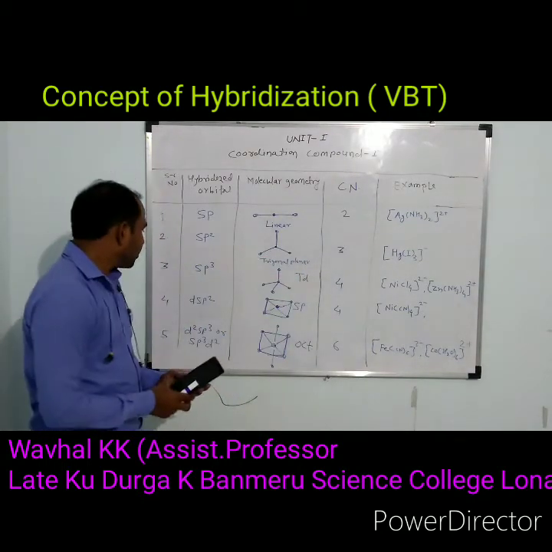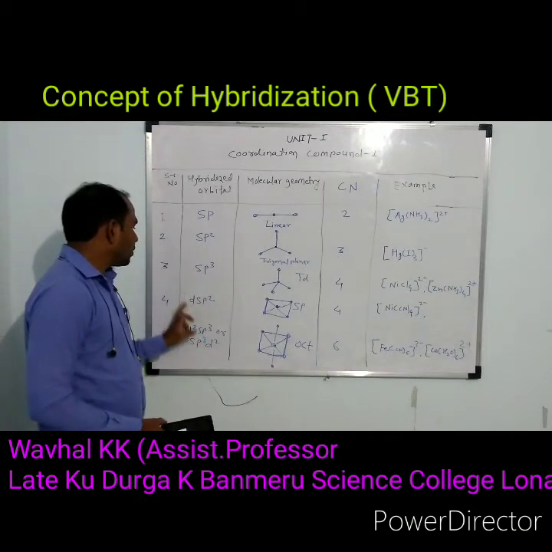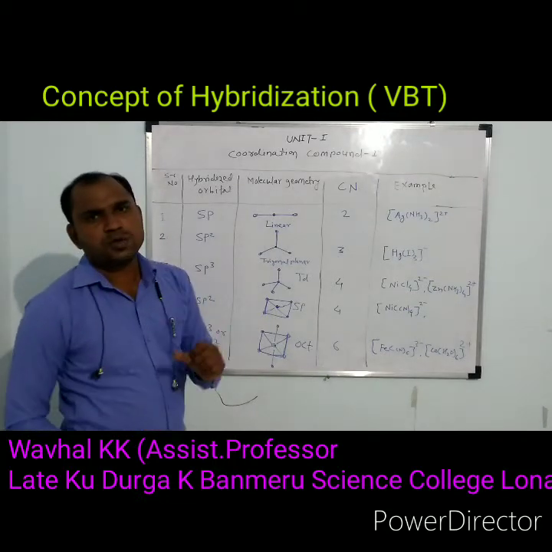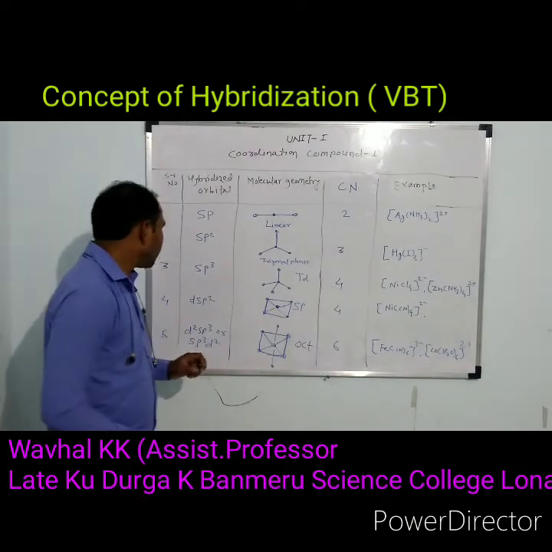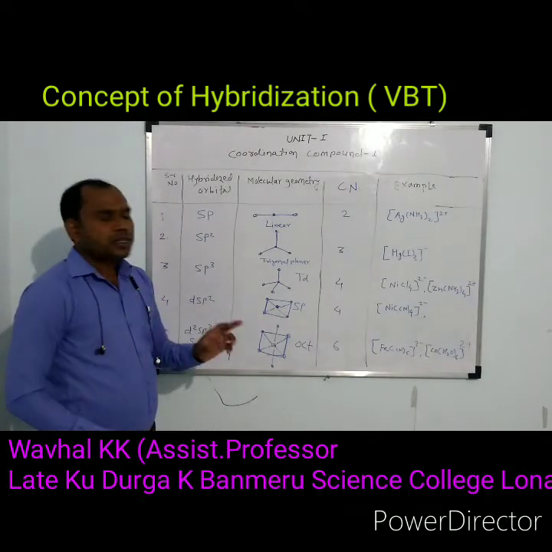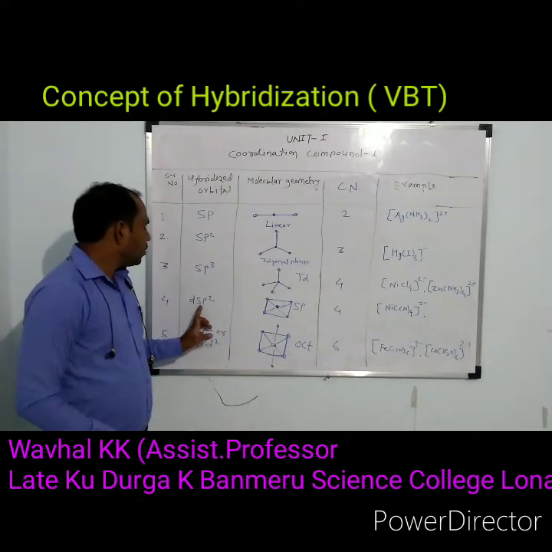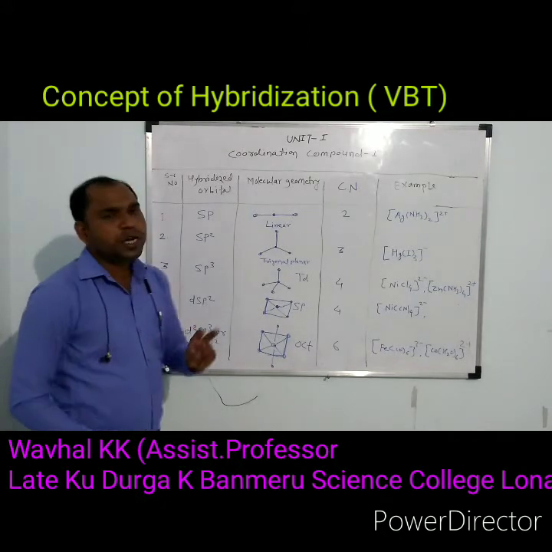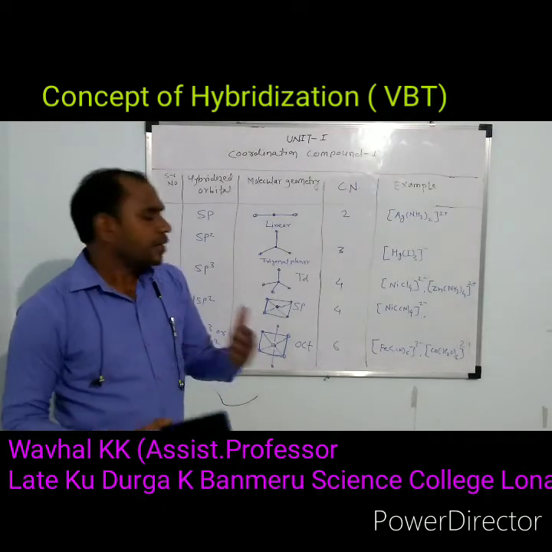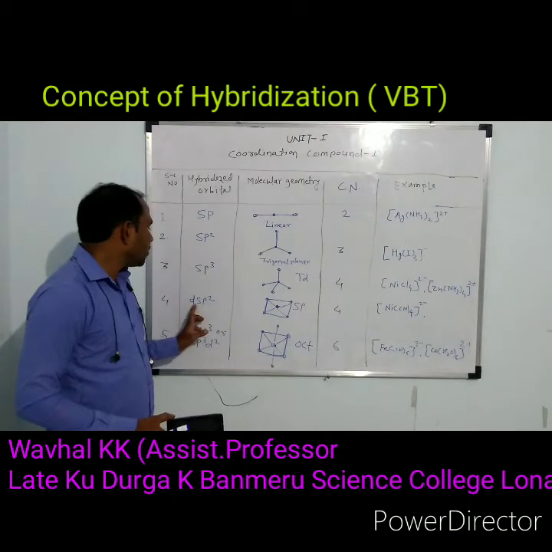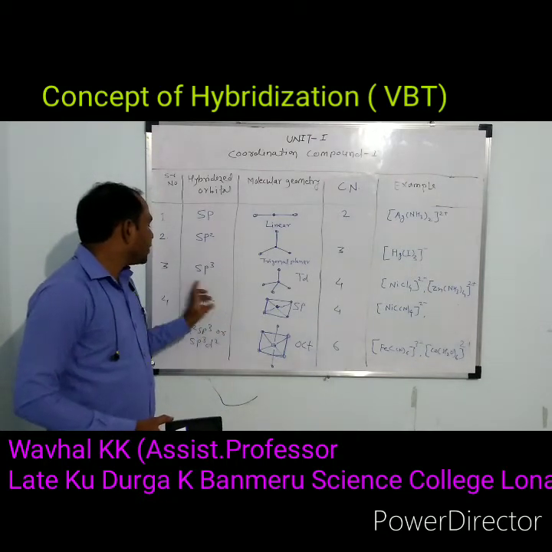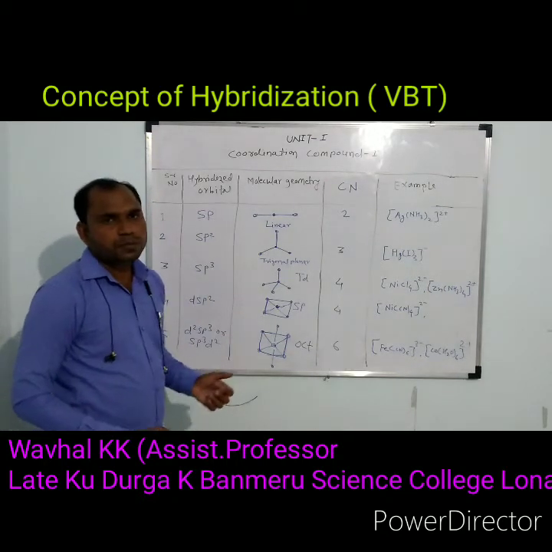The next type of geometry is dsp2 geometry. In this dsp2 geometry, one d orbital, one s orbital and two p atomic orbitals are combined together, and this formation of geometry is called dsp2 hybridization.